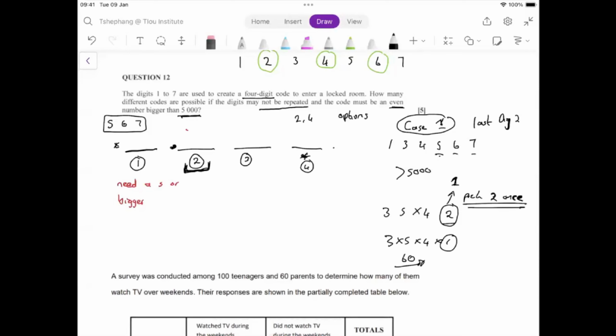Now, case 2, the last digit is 4. Let's do this. So case 2, last digit equals 4. Now, if we take out the 4, what are we left with? 1, 2, 3, 5, 6, and 7. Now, the first digit needs to be what? It needs to be either 5, 6, or 7. So I'll say 3.